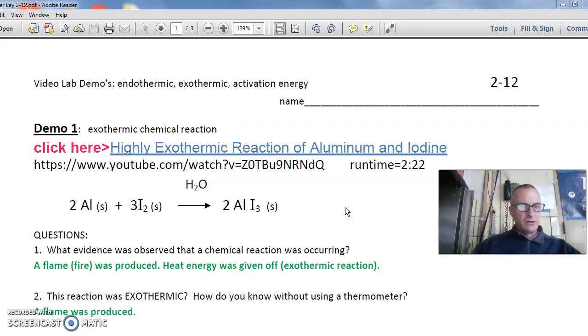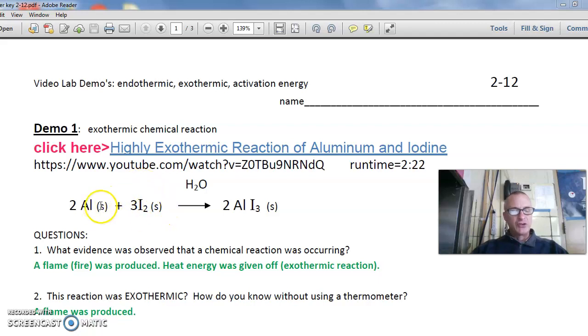In our first demonstration, we'll take a look at what's happening. We have solid aluminum reacting with solid iodine in the presence of water to produce aluminum iodide. Solid reacting with a solid.